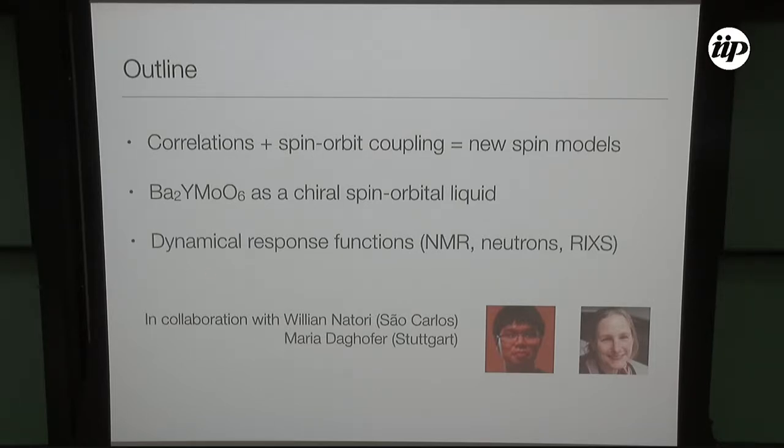So this will be mainly dynamical response functions. So in this talk, dynamics means dynamical correlation functions that are interesting for experiments like NMR, neutron scattering, or inelastic X-ray scattering. And the main person behind this work is my PhD student, William Natori, who's based at the University of São Paulo in São Carlos. And it was also done in collaboration with Maria Daghofer from Stuttgart.